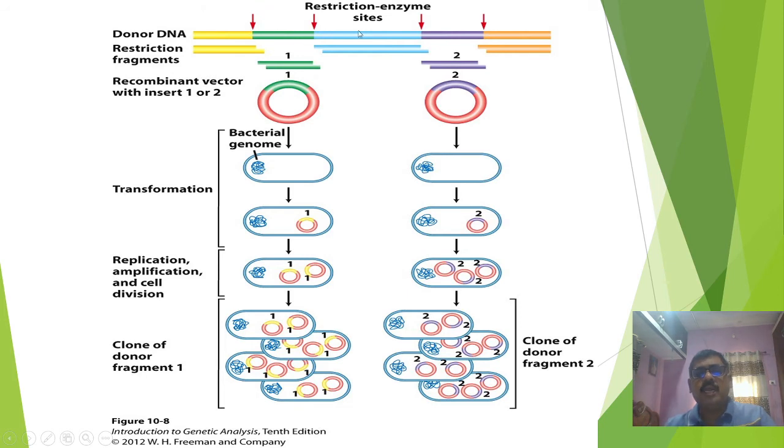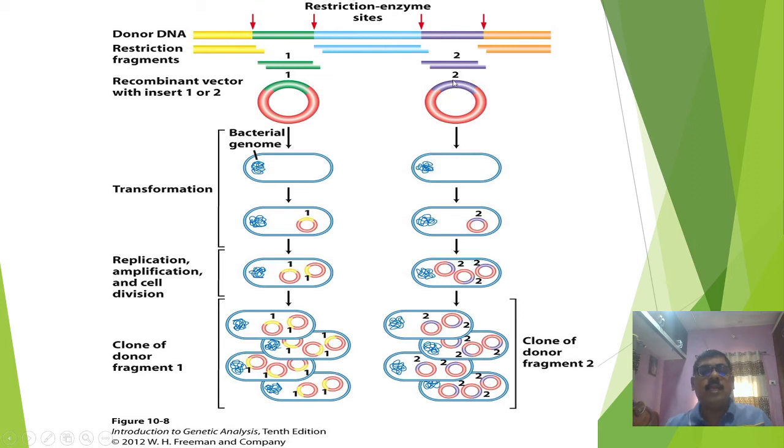This is a donor DNA, colored, and we are subjecting it to the action of the enzyme EcoR1, which produces sticky ends. Again, we are cutting the vector molecule with the same EcoR1, and this is the DNA of the plasmid molecule.